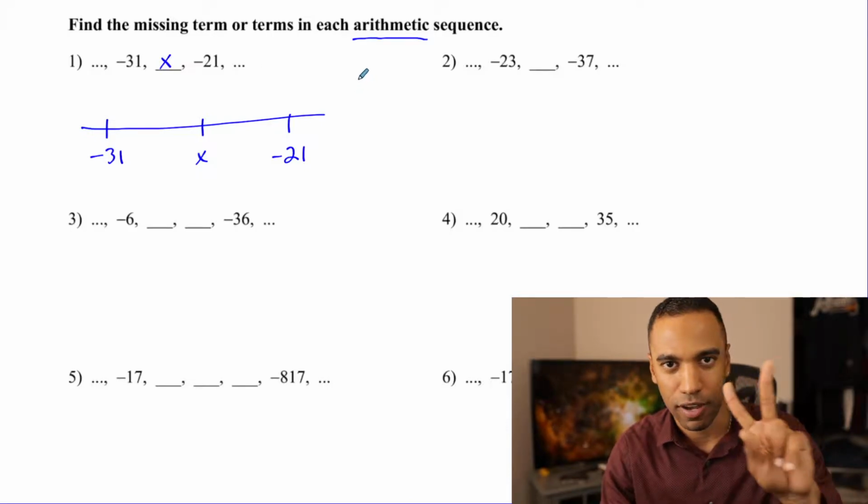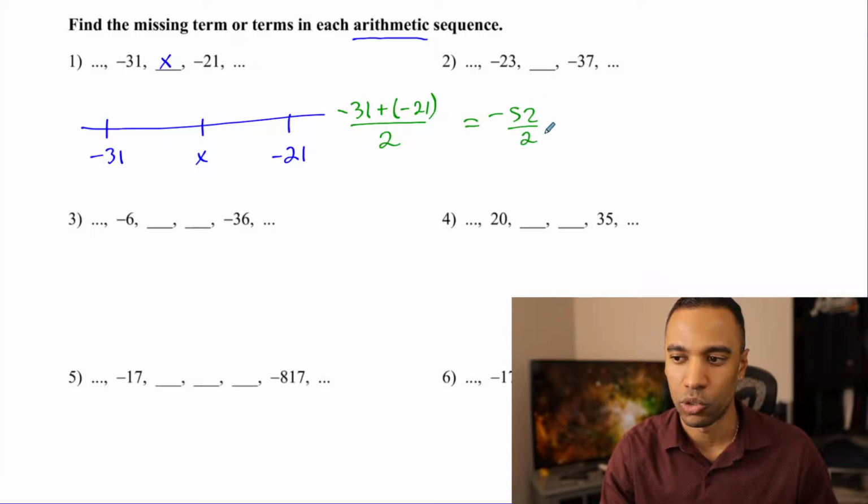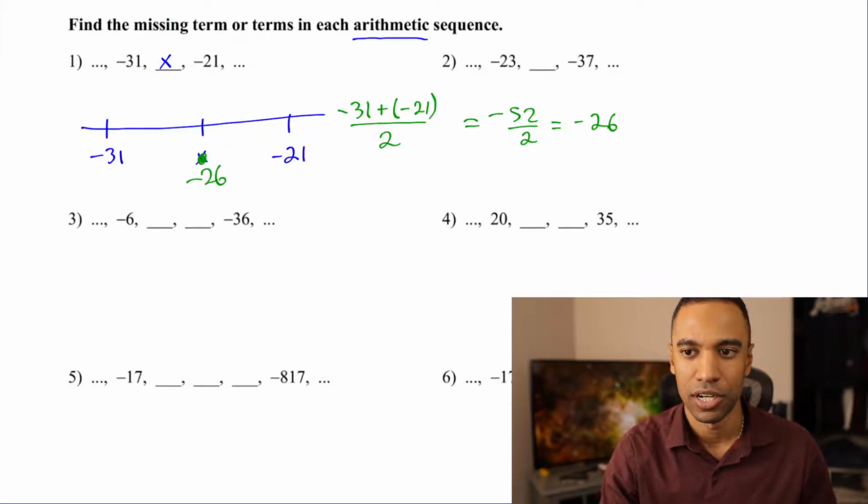For two numbers, to find a midpoint, you add those two numbers up and you divide by 2. -31 plus -21 divided by 2 is going to give me -52 divided by 2, which is -26. So my midpoint, -26, which is also the average, is the missing number that's in between here.